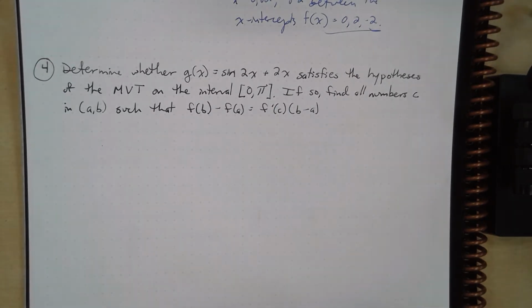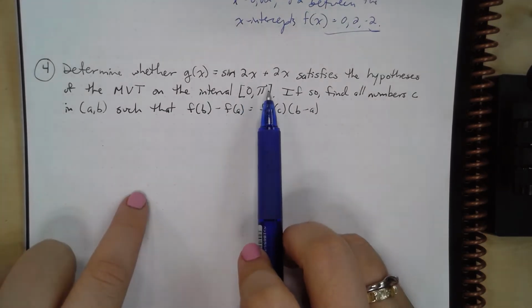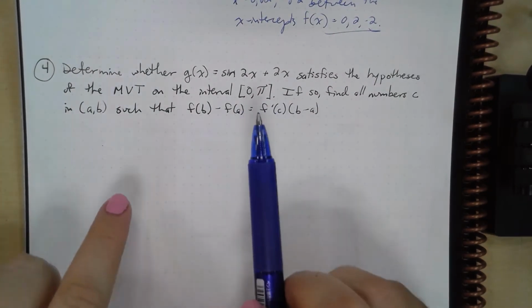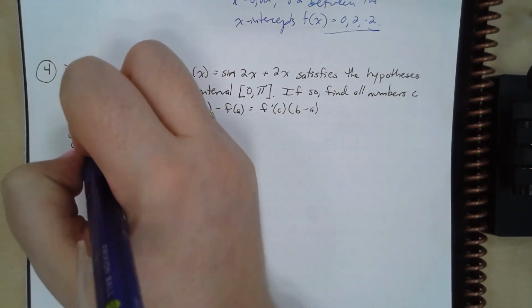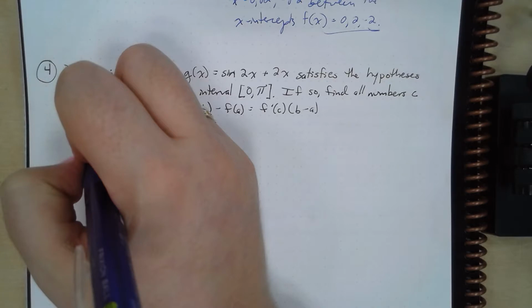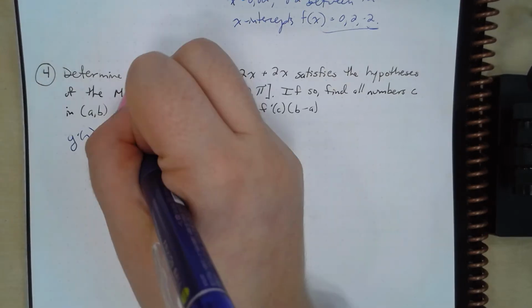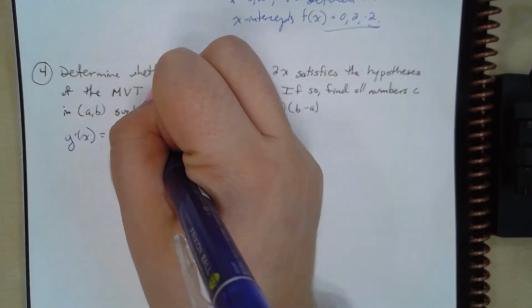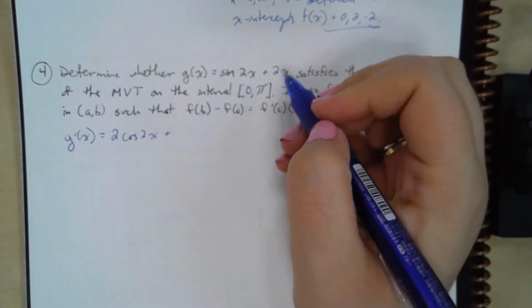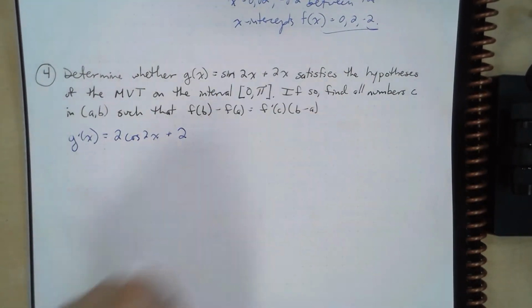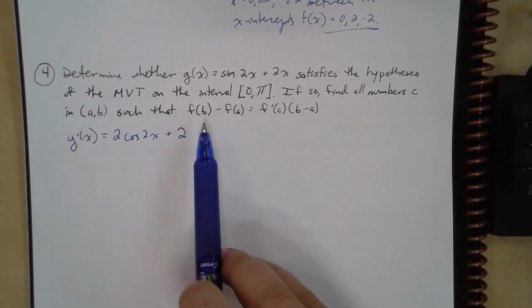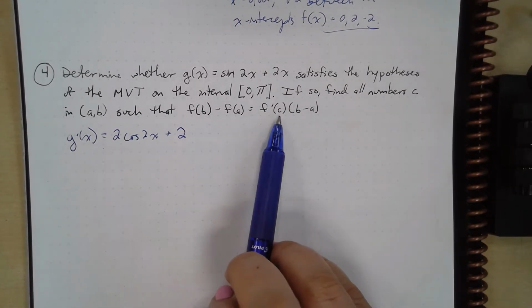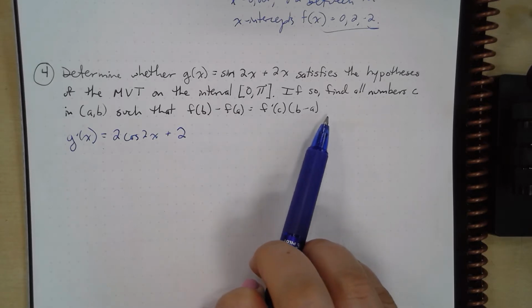The next thing that we're going to do is find this value c between 0 and pi that satisfies this, right? So we're going to find g prime of x. So g prime of x is going to be equal to, derivative of sine is cosine, derivative of 2x is 2. So we have 2 cosine of 2x plus derivative of 2x is just 2. All right? And then we want to find this, f of b minus f of a equals f prime of c times b minus a.